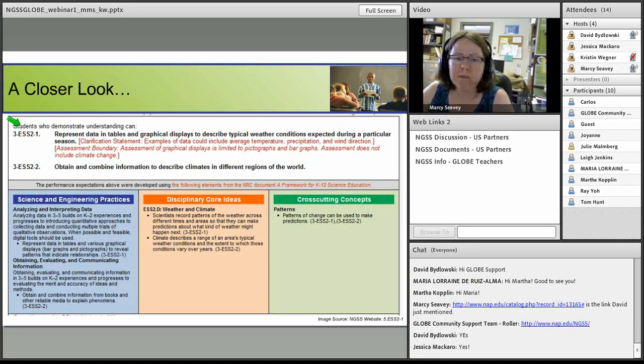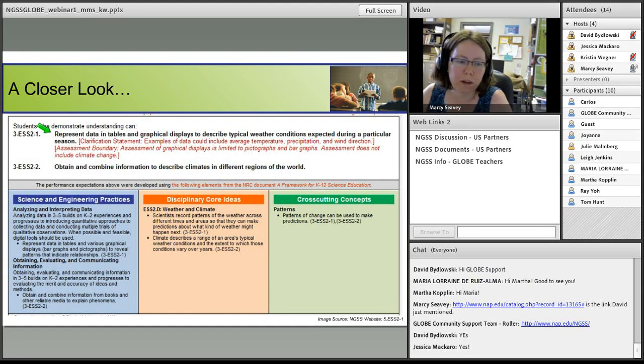So we have the student performance expectations at the top, and they're all coded in a specific way. The first number, 3, is the grade level. The next few letters are the disciplinary area: life science, earth science, physical science. So in this case, it's earth and space science. And then the number is the component idea. And then in this case, we have 2 standards, or 2 student performance expectations.